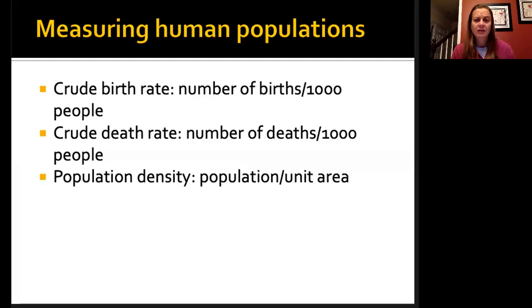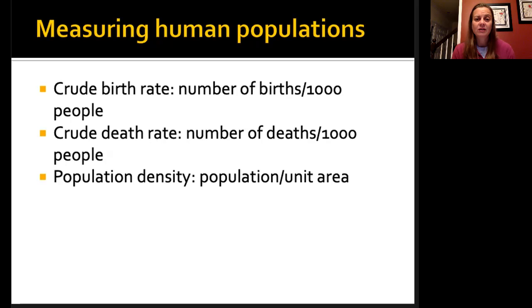And we also calculate the crude death rate in the same way. It is the number of deaths per thousand individuals in the population. So those two numbers together, crude birth rate and crude death rate, will allow us to calculate a change in the population. And if we subtract death rate from birth rate, we will get the change in population per thousand people. Unfortunately, we usually calculate change in population as a percentage.